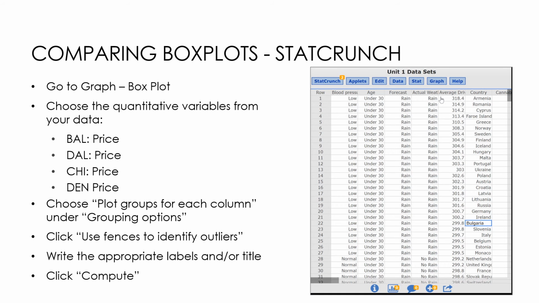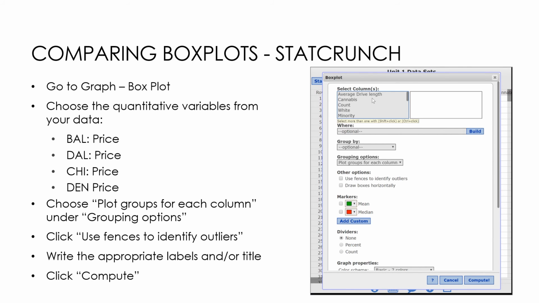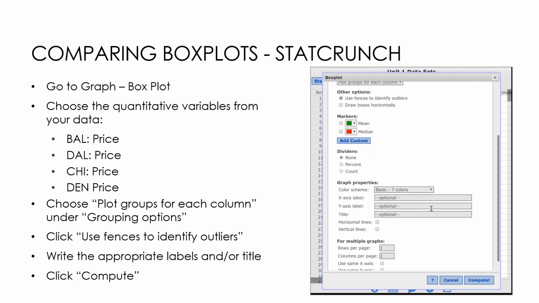I can also very easily create some box plots in order to compare my data. And to do that, I'm just going to go to Graph and Box Plot. Again, I'm going to choose those same columns, which is the pizza prices for those 4 cities. For grouping options, plot groups for each column. Always, always, always check use fences to identify outliers.